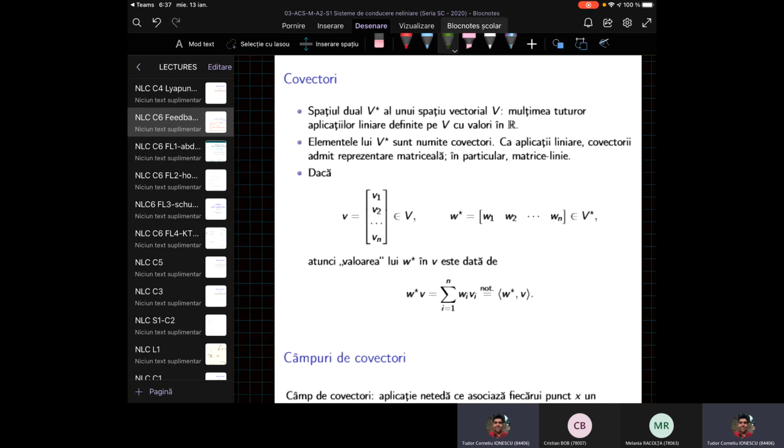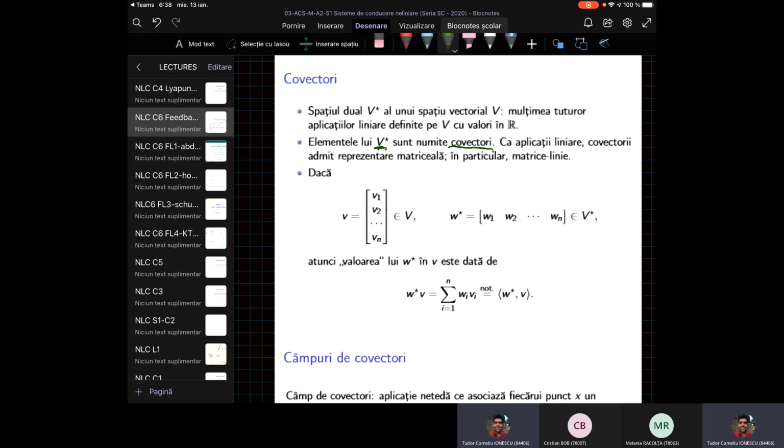We also have the so-called dual space of a vector space. These are all the linear applications defined on V that take value in R. These are called covectors. These are called covectors, the elements of V star.